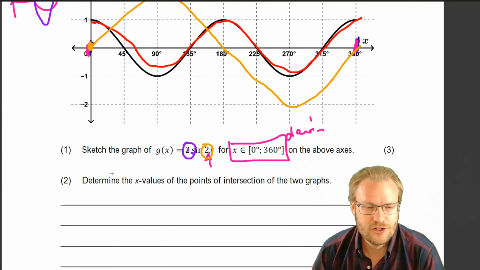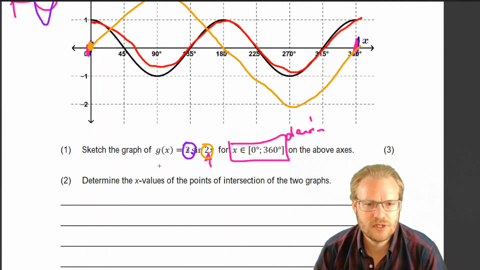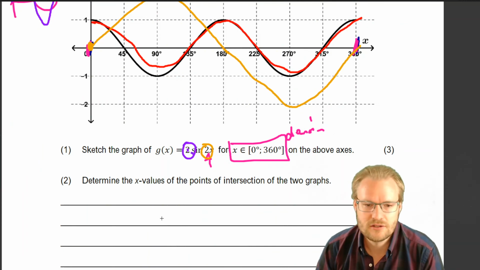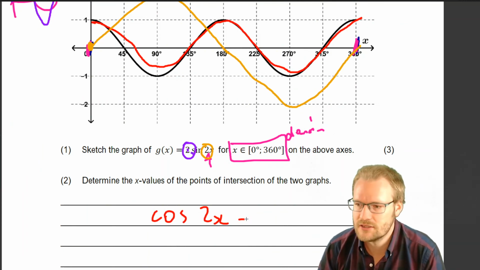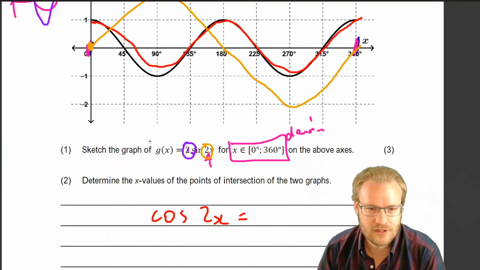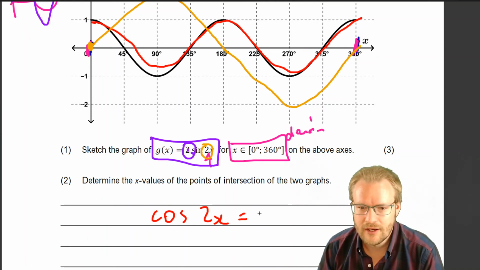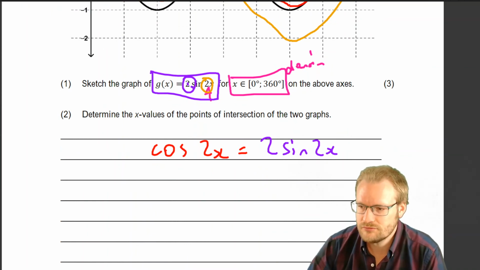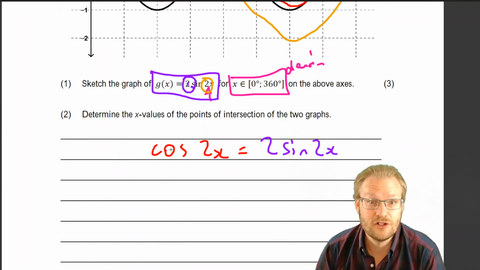Well, how do you find the intersection of 2 graphs? We'll just put them equal to each other, right? So we've got this one here, cos 2x, and just say, well, when is that equal to this one here, 2 sine 2x? When are they equal to each other? Cool. And you solve from there.